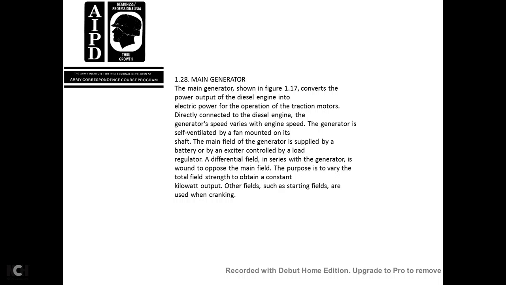The main generator, shown in Figure 117, converts the power from the diesel engine into electrical power for the operation of the traction motor. The generator is directly connected to the diesel engine. Generator speed varies with the engine speed. The generator is self-ventilated by a fan mounted on the shaft. The main field of the generator is supplied from the battery by an exciter controlled by the load regulator. The differential field, in series with the generator, is wound to oppose the main field, with the purpose of varying the total field strength to maintain constant kilowatt output. Other fields, such as starting fields, are used when cranking.